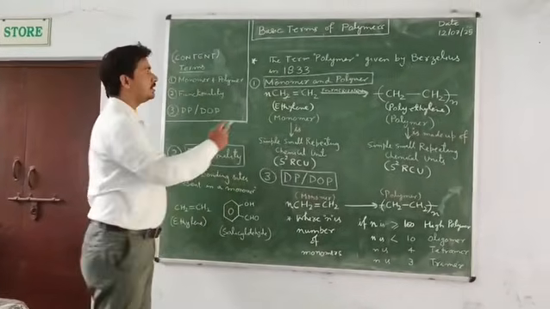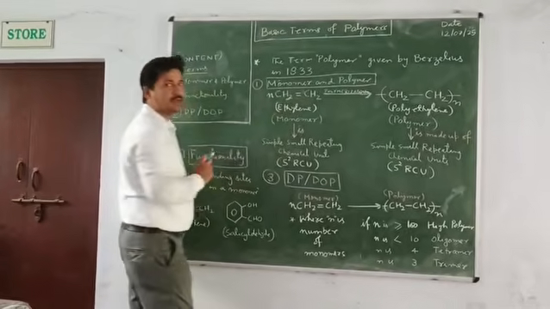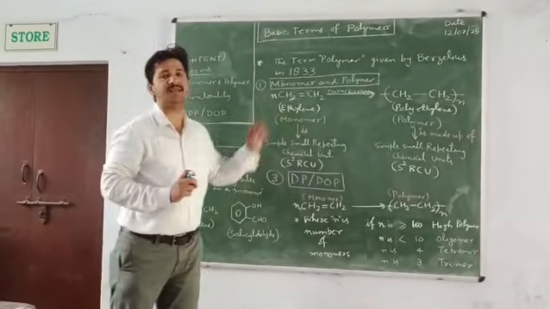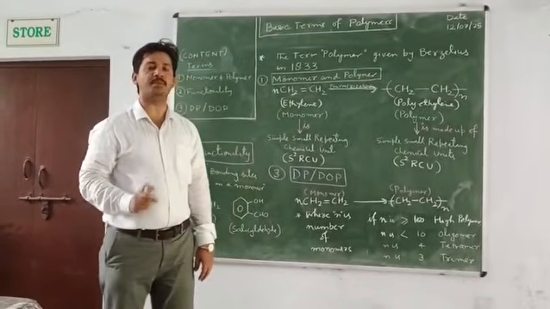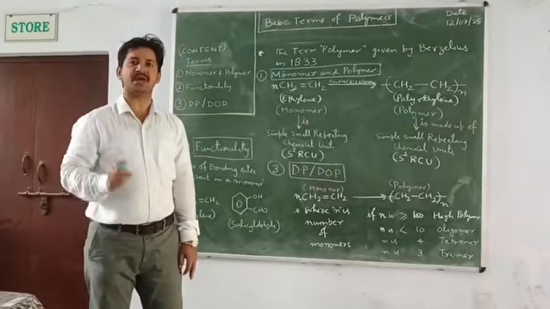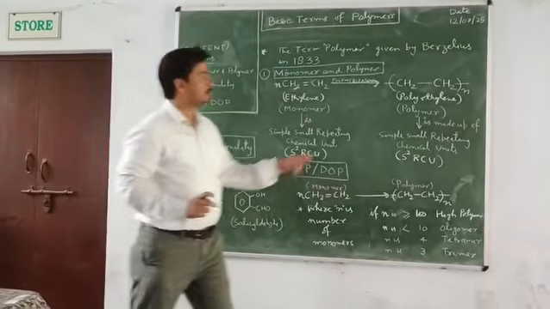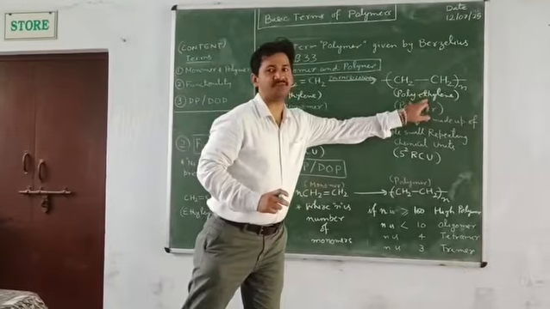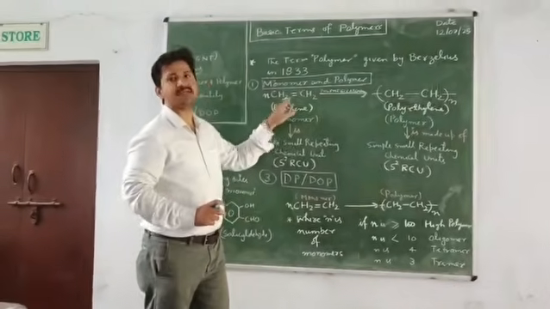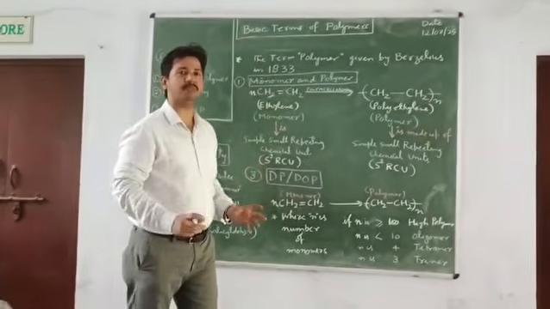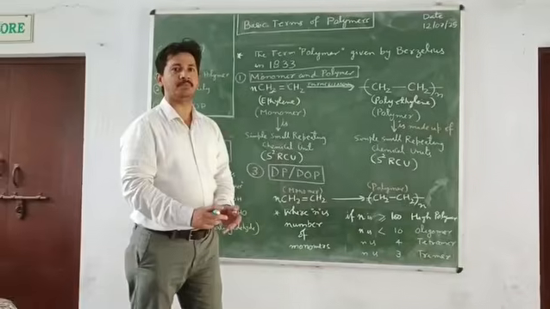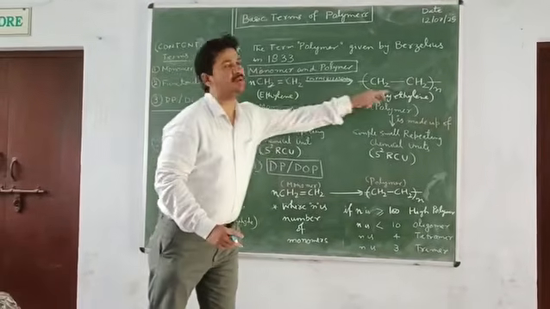Here is the example: CH2=CH2. It is mainly known as ethylene, and all of us know about the polyethylene which is available in the market. That is the polyethylene, and it is developed from ethylene. This is the ethylene monomer. When this ethylene monomer is joined, then the polymer is formed.